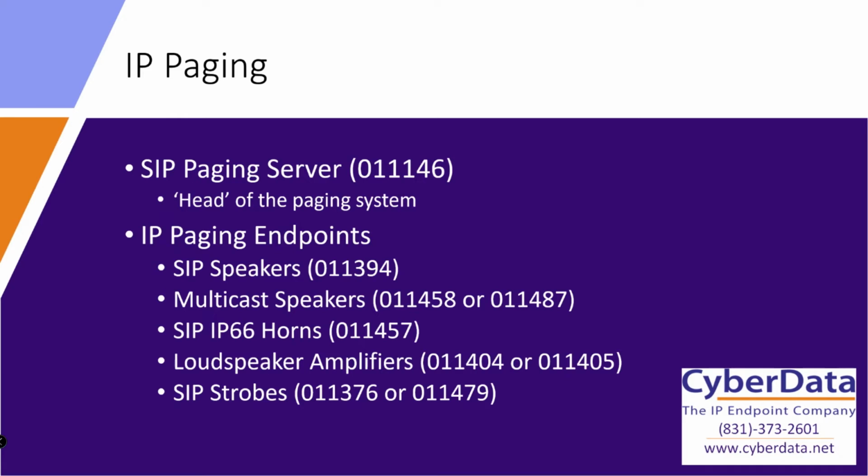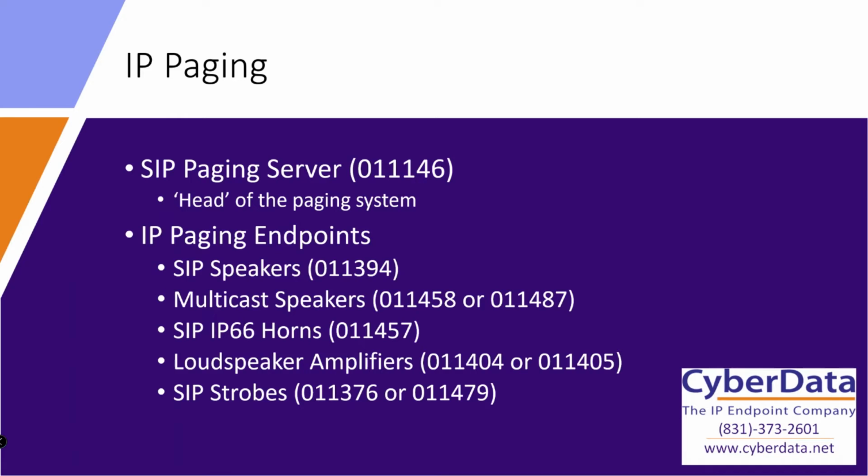When you're dealing with a wholly IP-based system, especially if you're going to have that SIP paging server in there to send the multicast out to all of the different endpoints, you get a really versatile system. You can have the direct communication capability that you get with the SIP speakers. You can get the filler speakers with the multicast speakers, and then you can get the indoor-outdoor loud paging with your IP66 horns and your loudspeaker amplifiers, depending on the application.